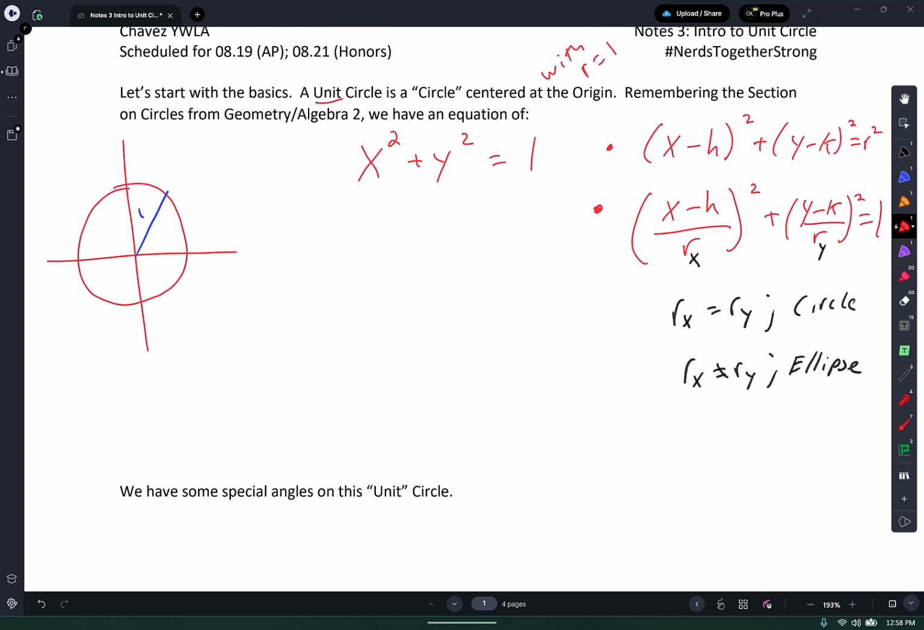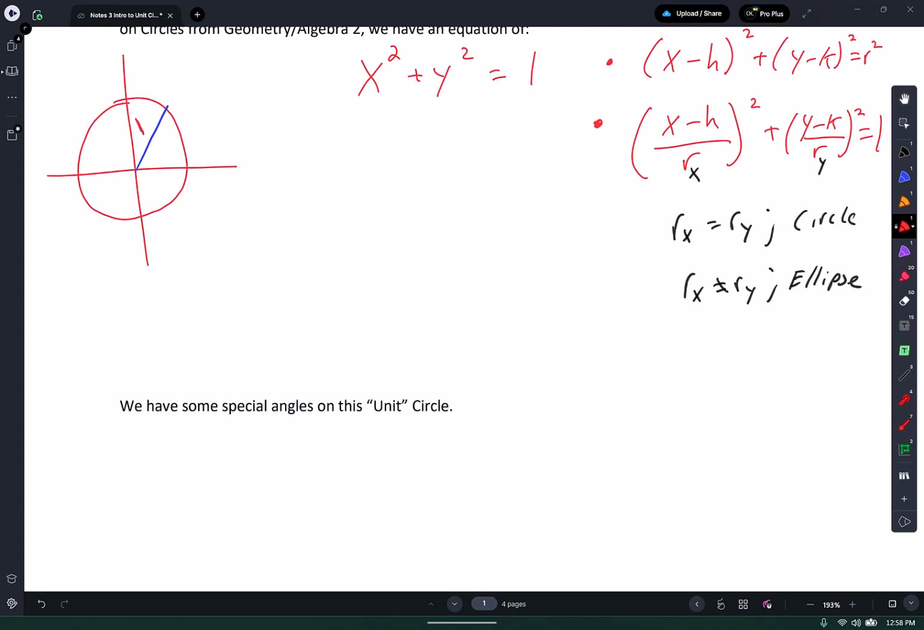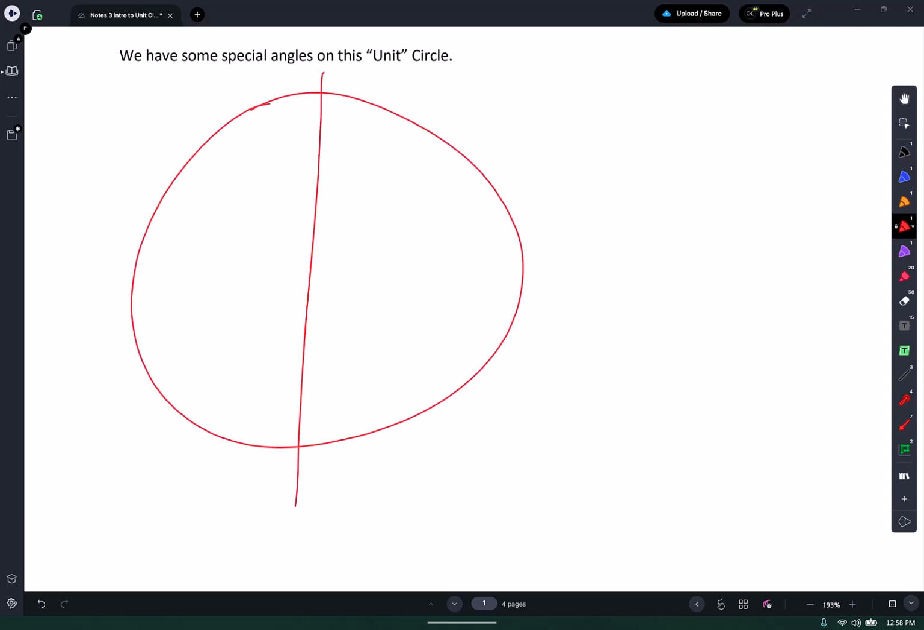Let's see. Remember, the radius is 1. So we have some special angles on this unit circle. Let's talk about those special angles. So draw a generic unit circle. It takes up most of that space. Between the axes, you should have gaps of 30 degrees.